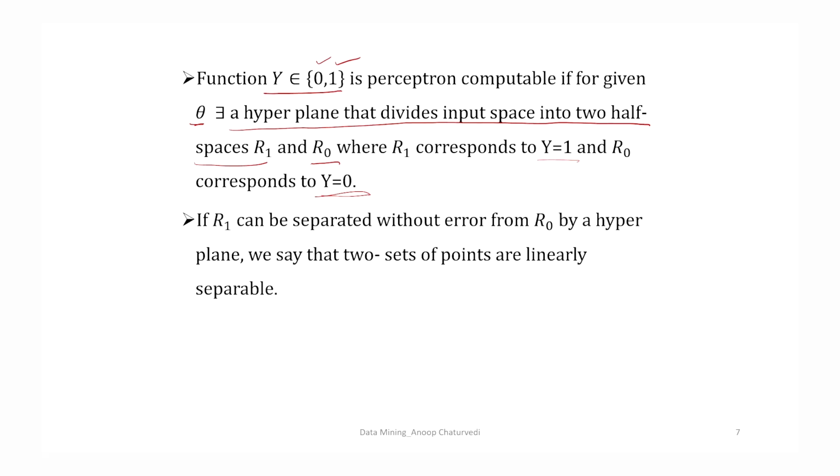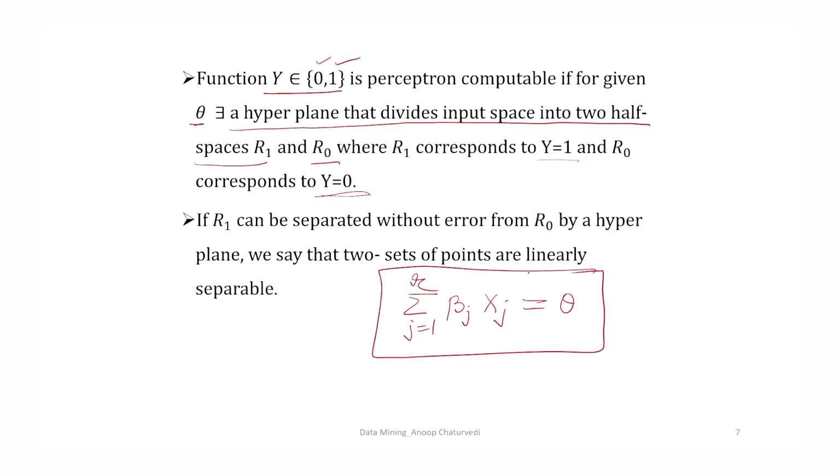And what is your hyperplane? Your hyperplane is summation beta j x j equal to theta, j equal to 1 to r. This is the hyperplane which divides the input space into two half spaces, say r 1 and r 0, where r 1 is corresponding to y equal to 1 and r 0 is corresponding to y equal to 0.